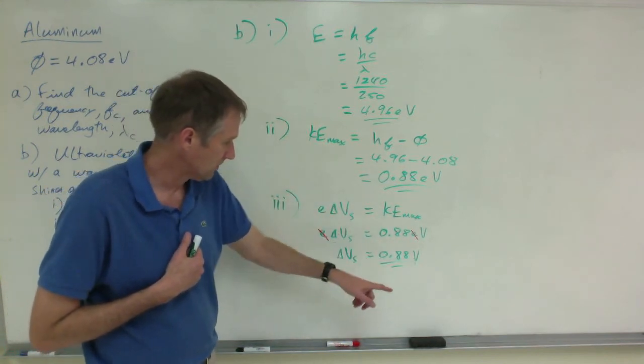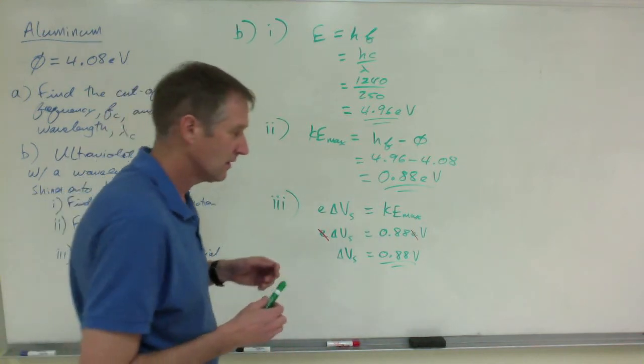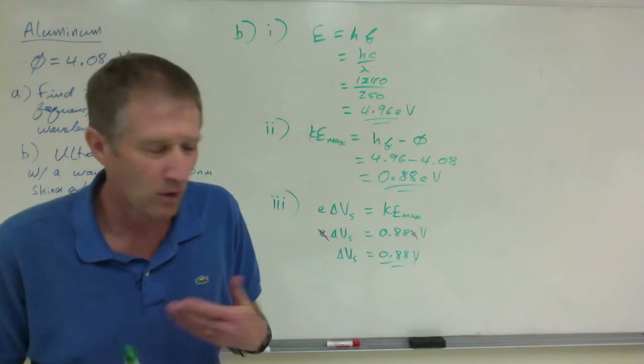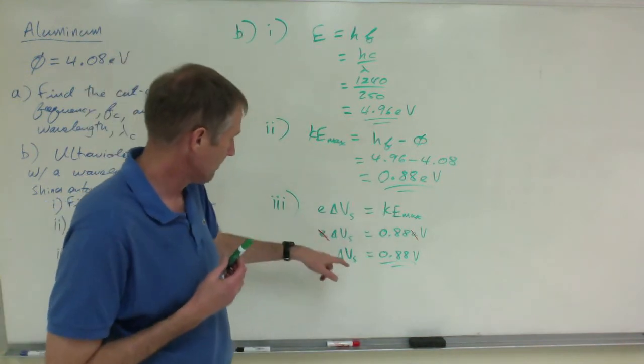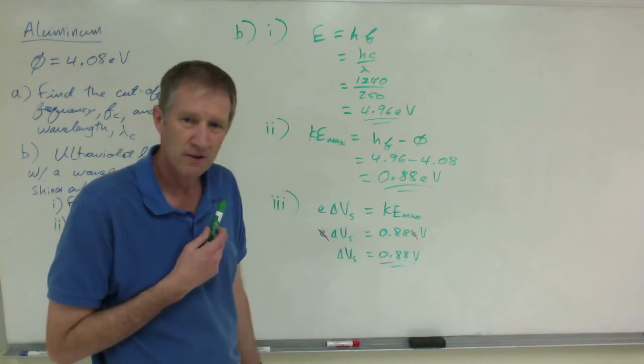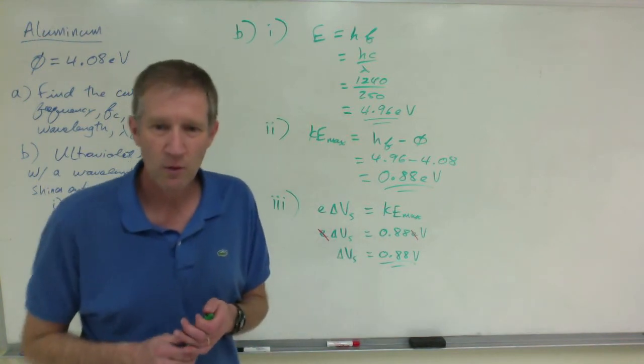Okay? Once you know the maximum kinetic energy of the photoelectrons, you've got the same number. It's just that it's in volts. If you miss this question on a test, you can't even see my foot, but I'm kicking myself in the derriere. You don't want to miss that question. It's the same number. You just cross out the e's. Comes out to be 0.88 volts. How cool is that? All right, we're done.